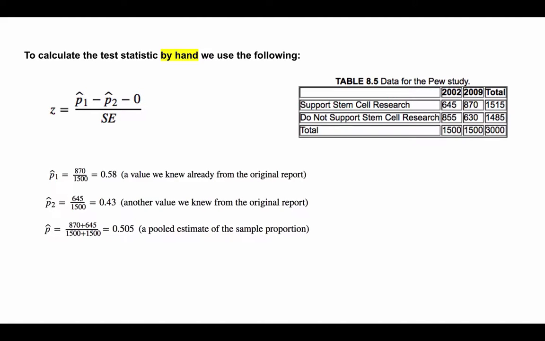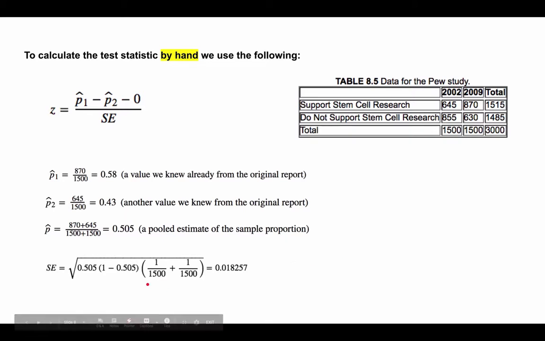Okay, now that we have p hat, we can calculate our standard error. The definition of standard error for these problems is we take p hat times 1 minus p hat. Notice I'm using this p hat right here. And then we do parentheses, and if you don't include the parentheses on your calculator, it will not give you the right answer because it won't distribute this stuff in front. And then you do 1 over n1 plus 1 over n2, and then you take the square root of that. If you do that, you get this number, 0.018257. So a bit of work, kind of a pain to do it by hand.